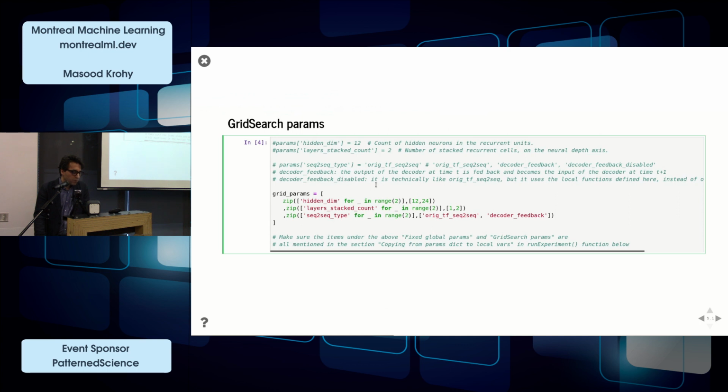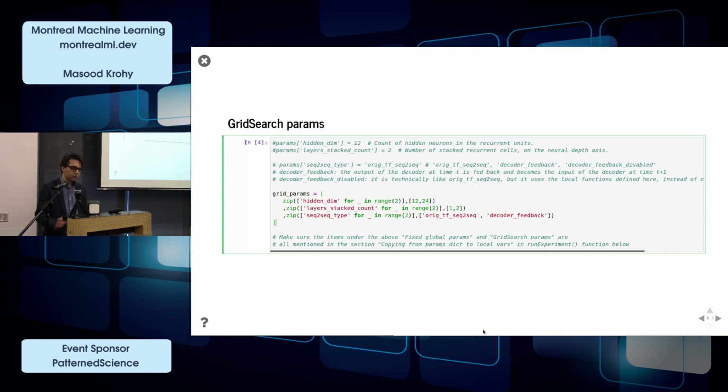This is the hidden dimension, which is basically the number of cells that are in each layer, and you'll see in the picture what that means. So you can bear with me. Layers stacked is the number of layers, so in encoder and decoder, how many layers of cells we want to have. And then the third one, sequence to sequence type, is basically whether or not we want to. So here I've put 2 options: whether to use the original sequence to sequence which was in TensorFlow, or use that decoder feedback that we added.